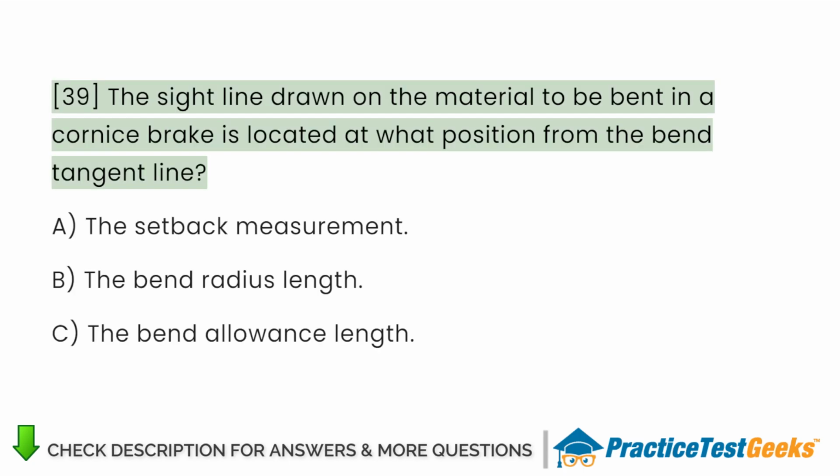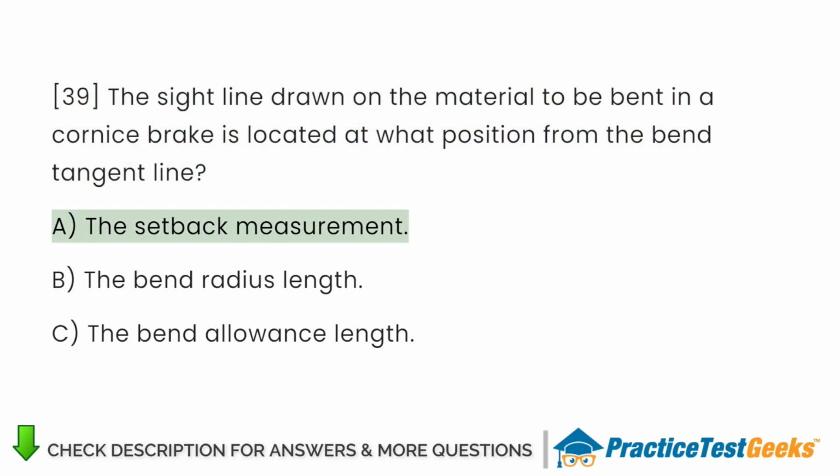The sight line drawn on the material to be bent in a cornice break is located at what position from the bend tangent line? A. The setback measurement. B. The bend radius length. C. The bend allowance length.